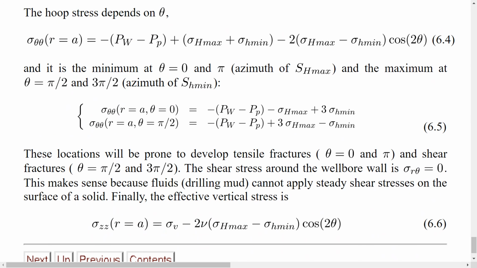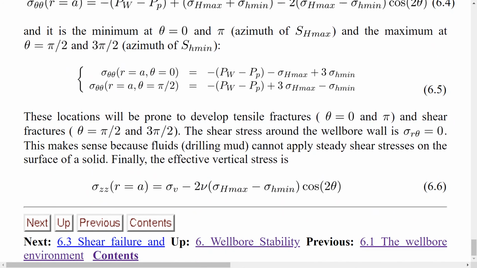Notice that sigma h max is going to be higher than sigma h min, right? So this value over here is going to be higher than that one over there. So always at pi over 2 or 3 pi over 2, you have more compression than at 0 or pi, equal to 180 degrees.